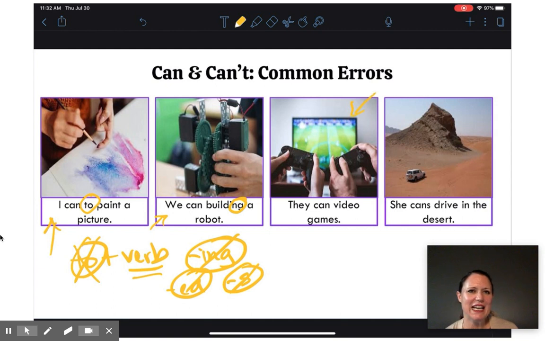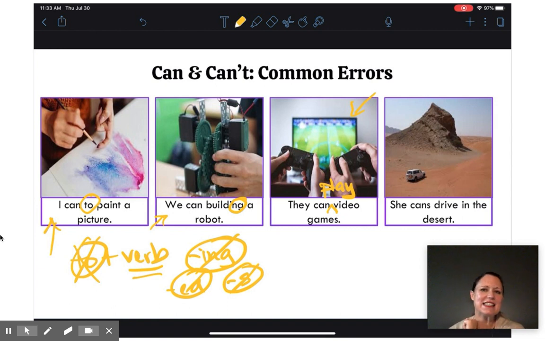All right, this one is a little bit trickier. Can you find the mistake? That's right. I don't have a verb. I only have can. So they can what with video games? Play, watch, beat, make? I don't know. It's really frustrating. So we need a verb here. Make it simple. They can play video games. Good for them.